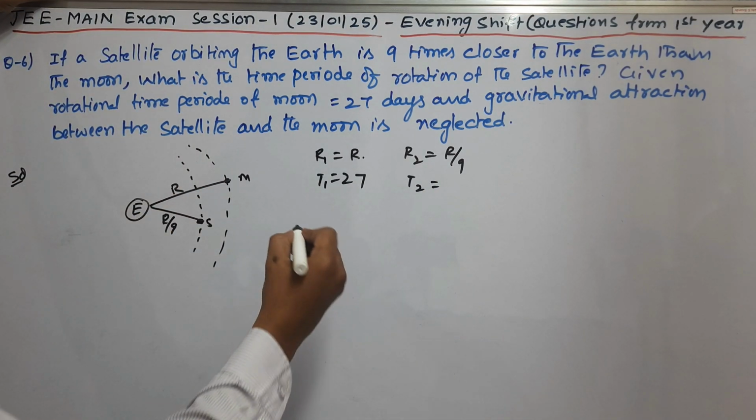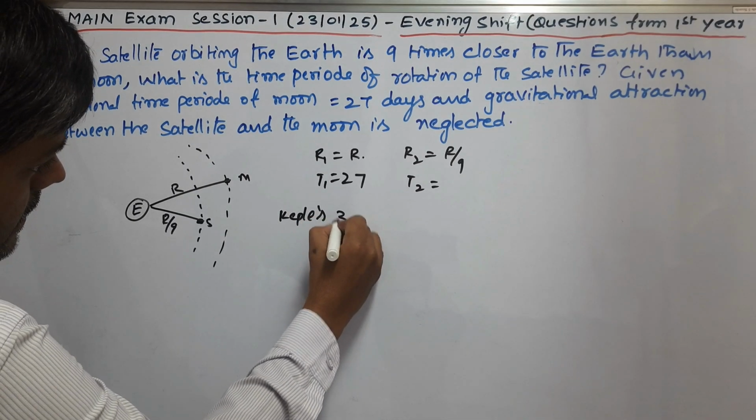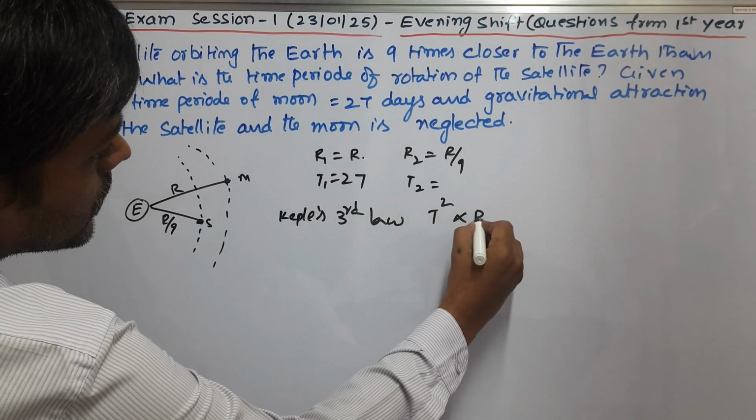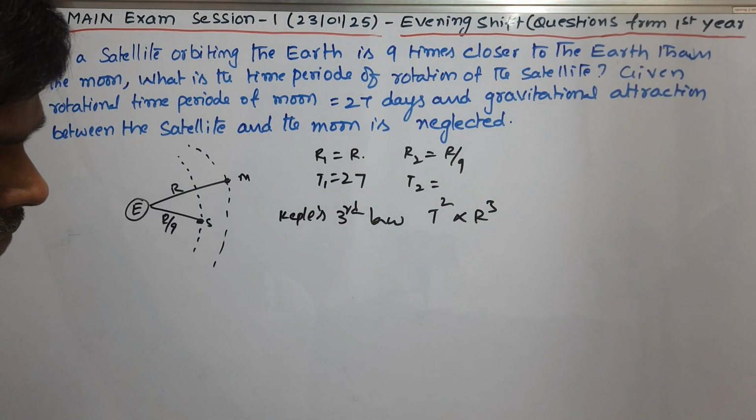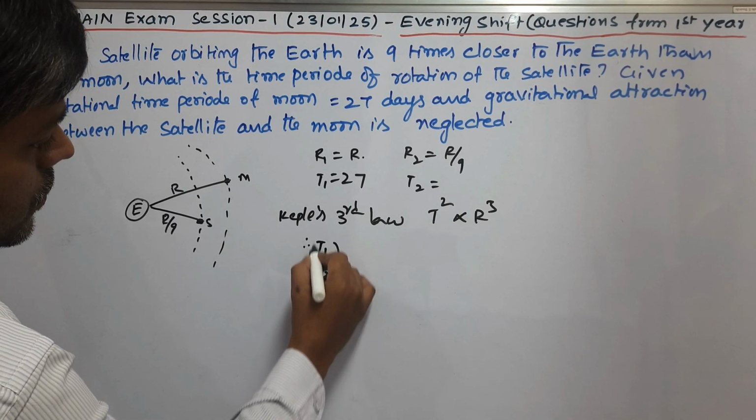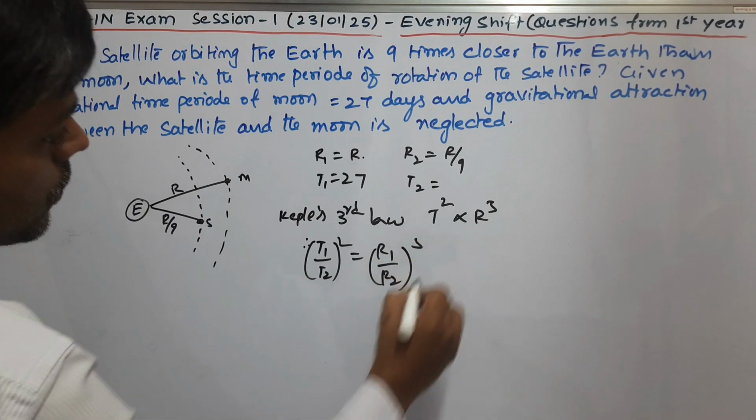This is asking, so from Kepler's third law, what is Kepler's third law? T square proportional to what? R cube. The square of the time period is directly proportional to the cube of the semi major axis. So T square is proportional to R cube. Therefore (T1/T2)^2 = (R1/R2)^3.